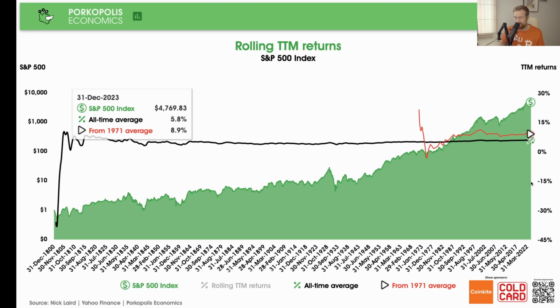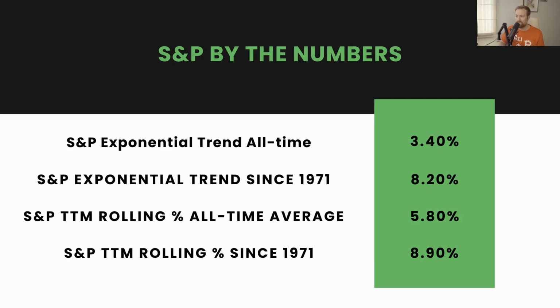8.9%. Okay, so over the last 4 videos now, I've given you different ways to measure the S&P. Okay, we've looked at total return, which is not here. This is just the index, not reinvesting dividends. We looked at exponential curves. We looked at exponential curves from 1971. We looked at trailing 12-month return averages from 1971 and all time. So I'm going to read them to you right now, and you'll see them on the screen, and just get a flavor of what it's actually saying.